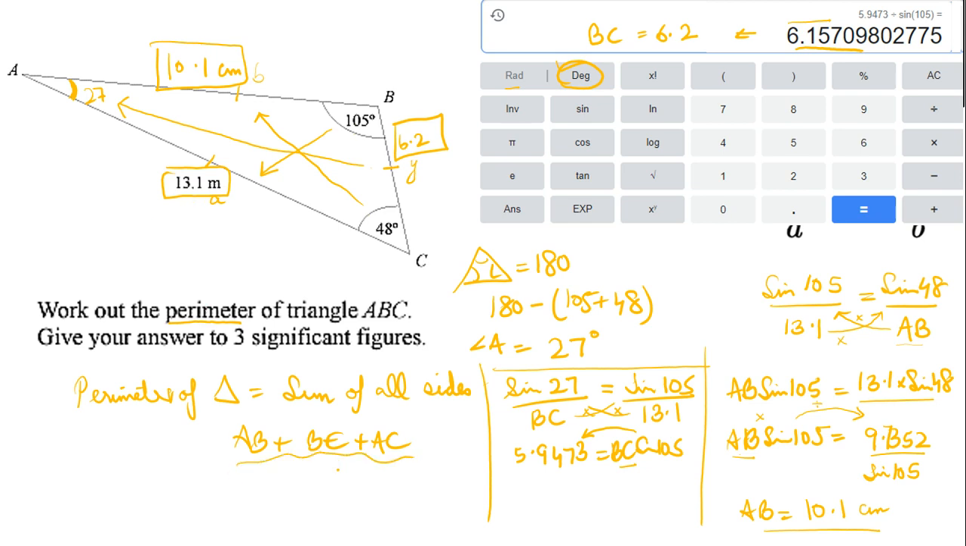Now I've got to find my perimeter, AB plus BC plus AC, let me just write that down. So 10.1 plus 13.1 plus 6.2 gives me something. Again, I've got to check that on my calculator. So 13.1, 10.1, 6.2, add them all together, it's 29.4. Apologies for so much mess.